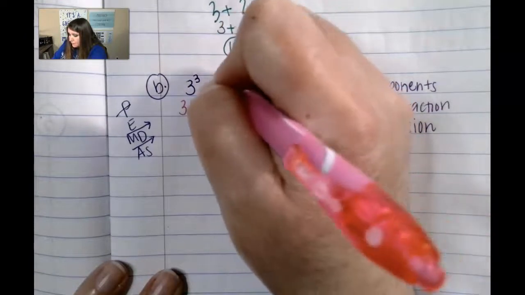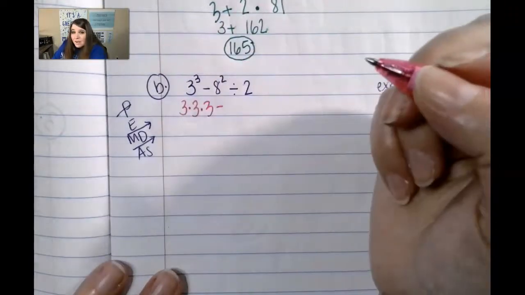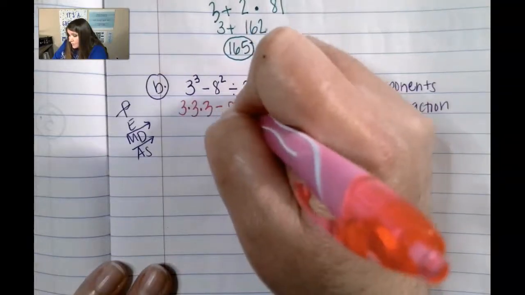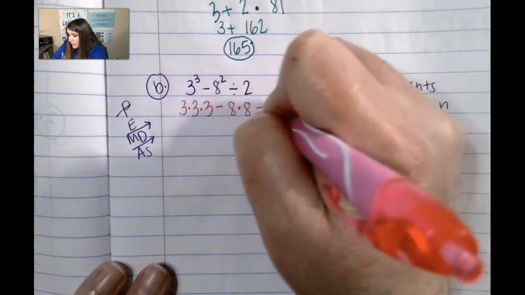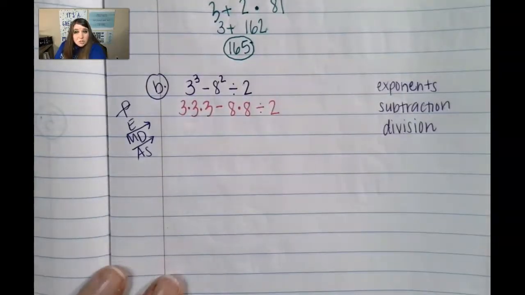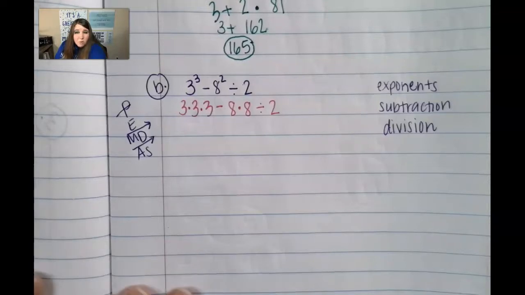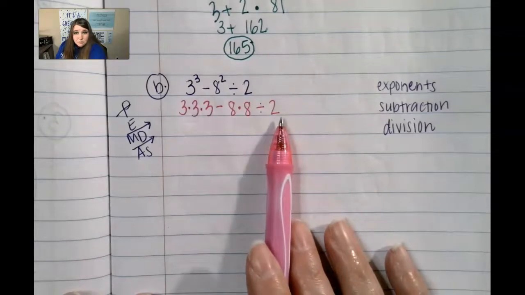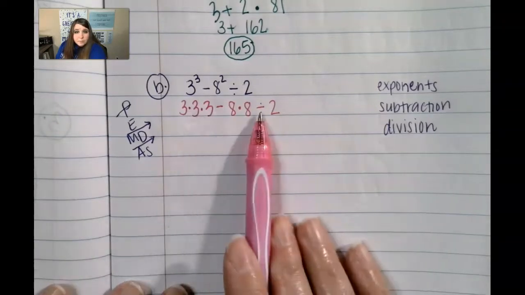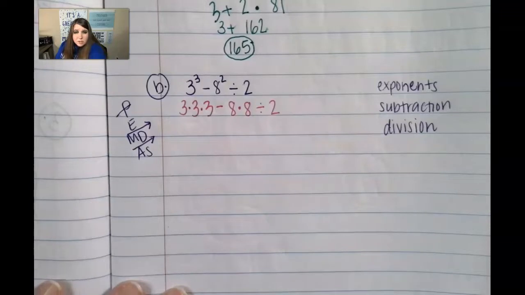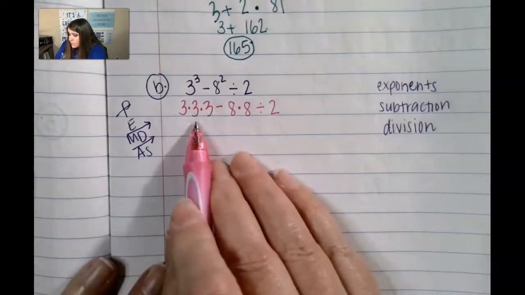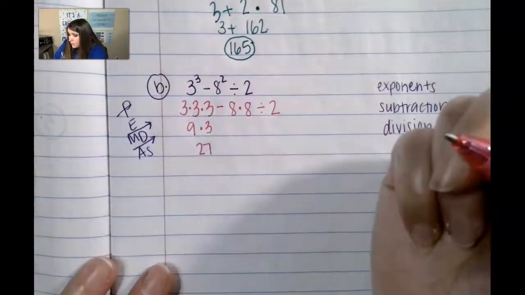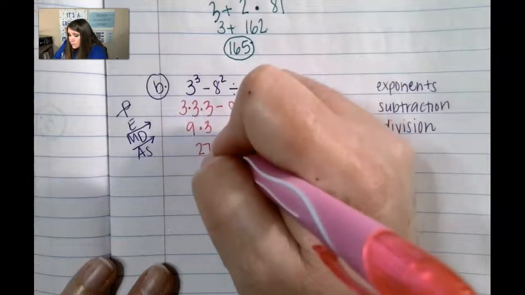minus 8 squared. Again, not 8 times 2. 8 squared is like saying 8 times 8, and then I can divide by 2. I'm going to finish solving my exponents all the way, and then I will worry about this subtraction and the division. So for now, I've just got my work written out, and I'm going to go ahead and finish solving those. So I know 3 times 3 is 9, and 9 times 3 is 27. And I'm going to bring down that subtraction sign.